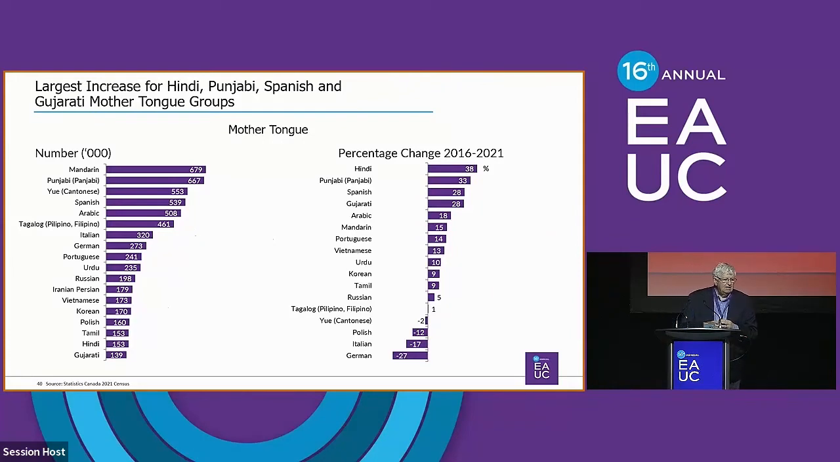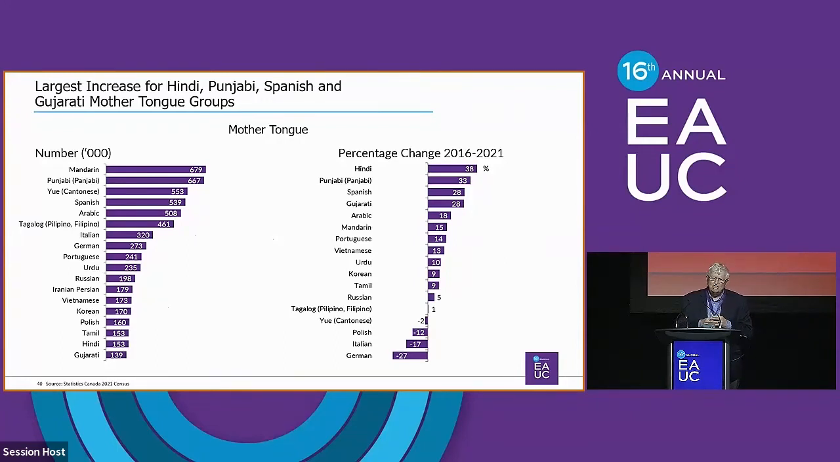The leading mother tongues in terms of size pretty much haven't changed. You still see Mandarin, Punjabi, Cantonese, Spanish, Arabic at the top. But if you look at the change, we start to see the change in the immigration patterns that we've seen.